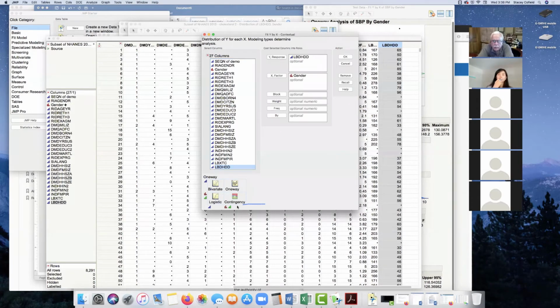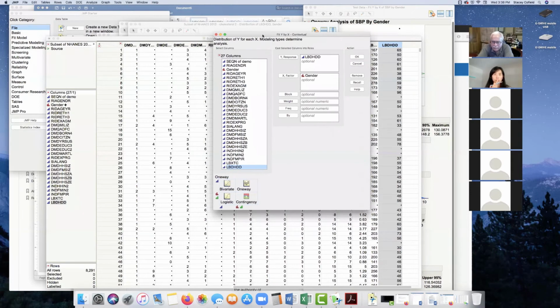If I go back down here, my gender is a red histogram. That's my X. My outcome is HDL. That's my Y. That's going to get me a t-test or a one-way ANOVA. So fit Y by X. Our Ys are our outcomes. That's the thing we're trying to determine. Our Xs are the things that we know. Does that answer your question?